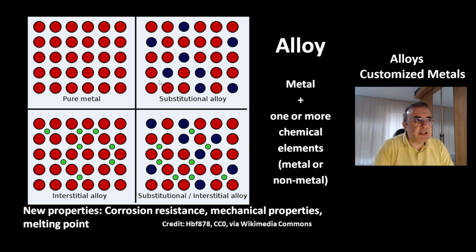You can have a substitutional alloy, an interstitial alloy, or a combination of both. And alloys are known for new properties compared to pure metals. They can have a higher corrosion resistance, better mechanical properties, and different melting points.